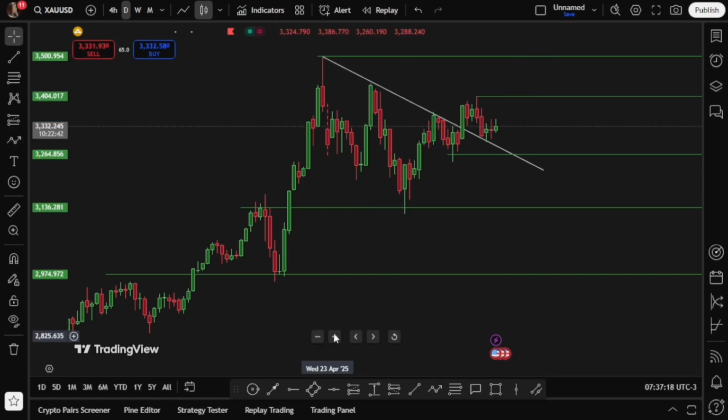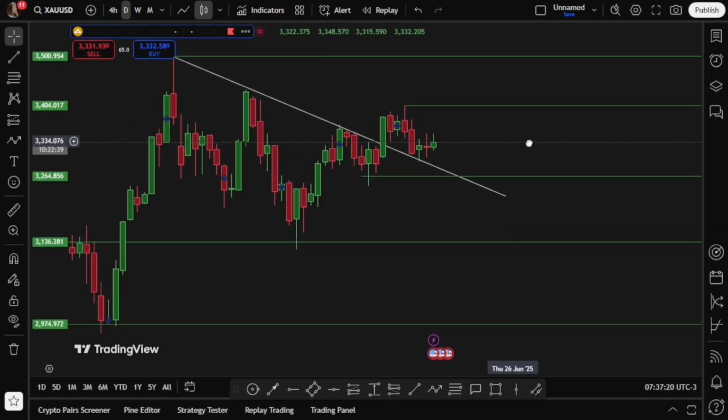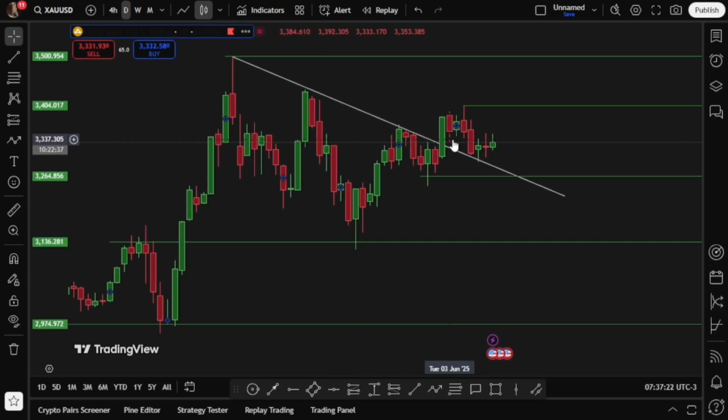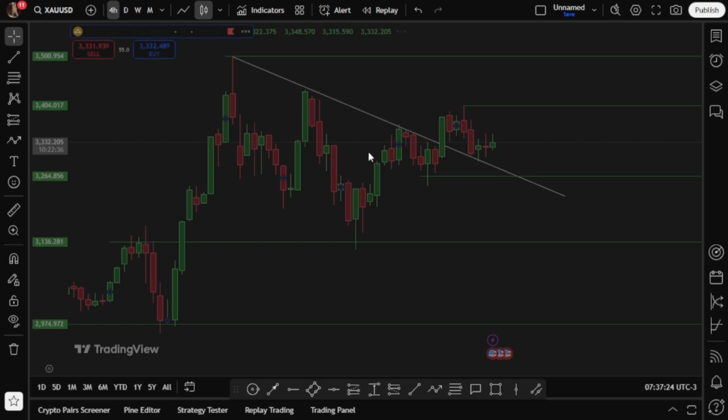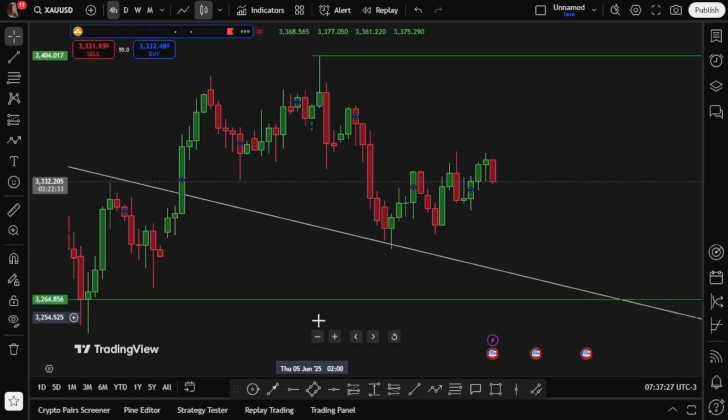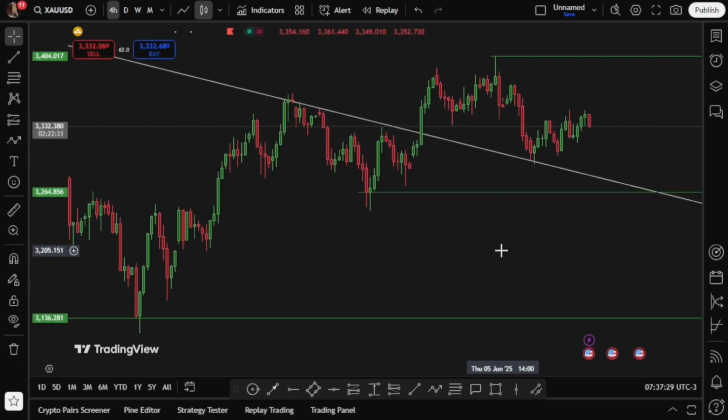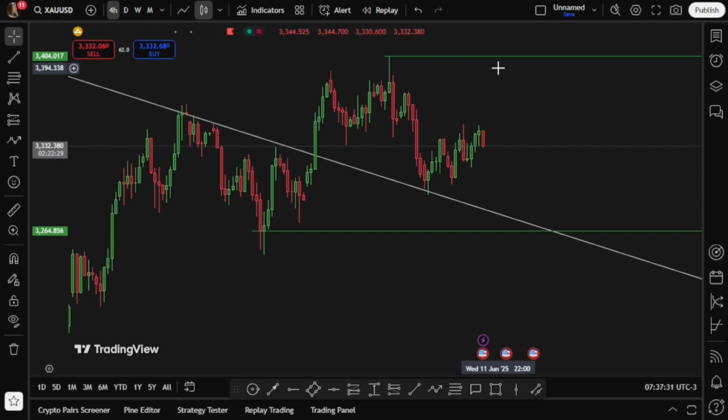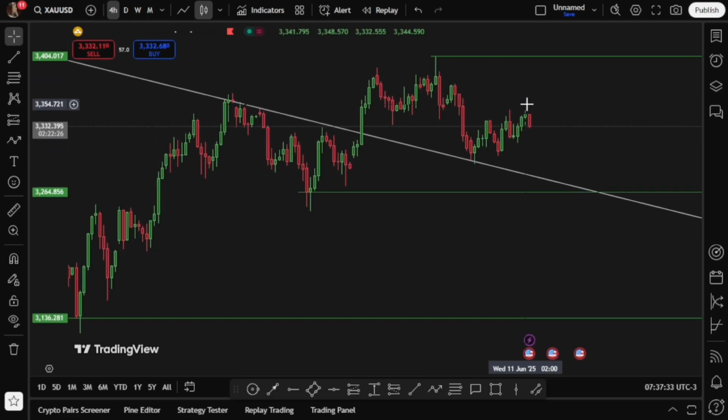Now remember, guys, on the previous analysis I posted about gold, I told you, let's scale down to the 4 hours time frame so that we can see the levels clearly. I told you that before we could sell on gold, gold needs to come and break the overall structure, this level. Gold needs to break this level.